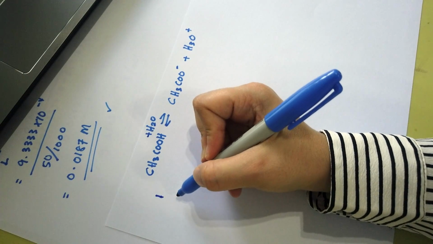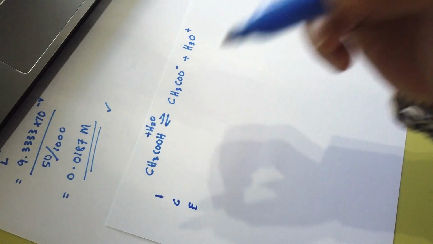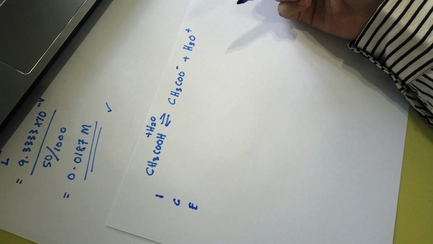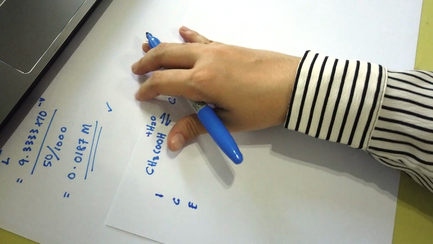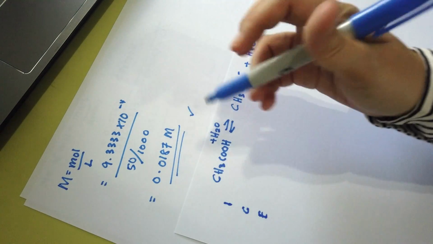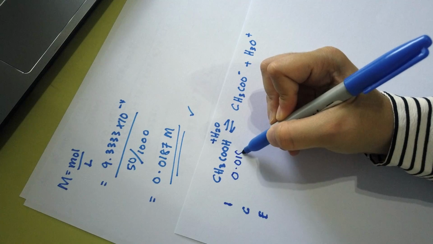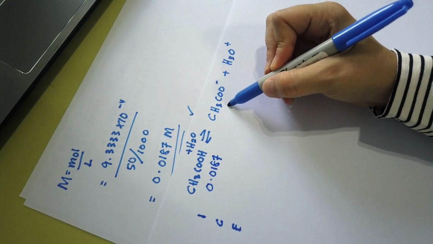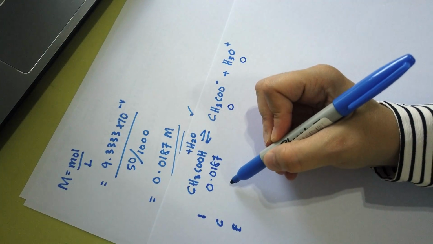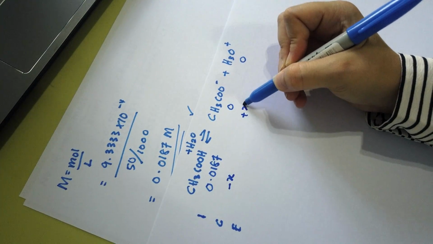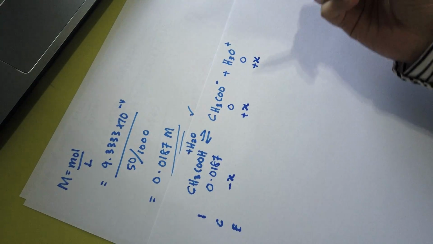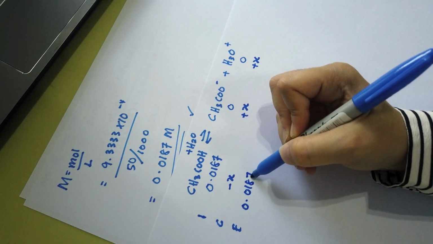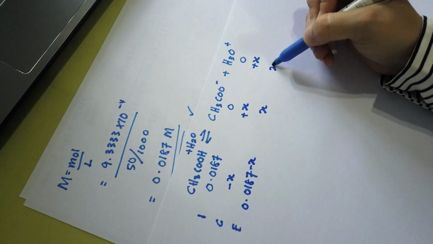So your ICE diagram, I, C, E. Initially, the concentration is 0.0187, the molarity that we have just calculated. At first there's no dissociation, so 0, 0. Change is negative X, positive X, positive X. And at equilibrium, you will get 0.0187 minus X, and this one is X and X.